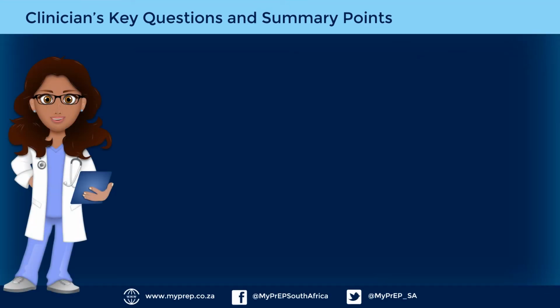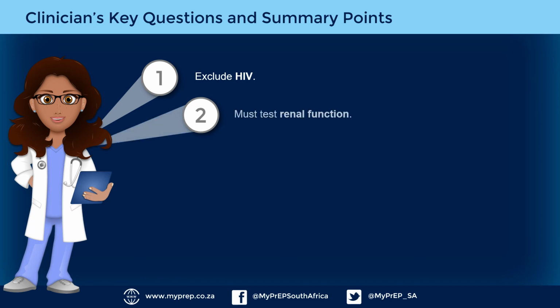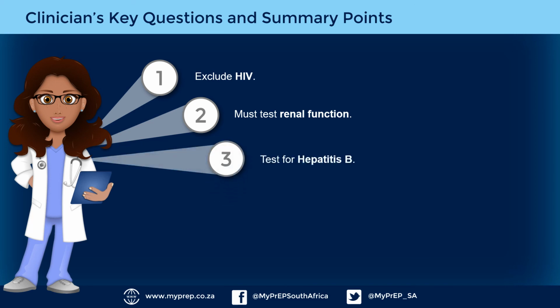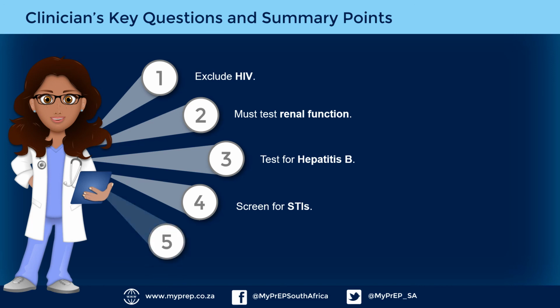That was an enormous amount of information, but it basically boils down to the fact that there are 5 important steps in clinical screening. You have to test for and be sure to exclude HIV. You must test renal function with the creatinine clearance test. You have to test for hepatitis B. You must screen for STIs. And lastly, you need to perform a pregnancy test.